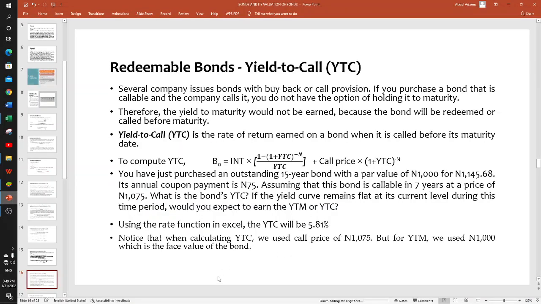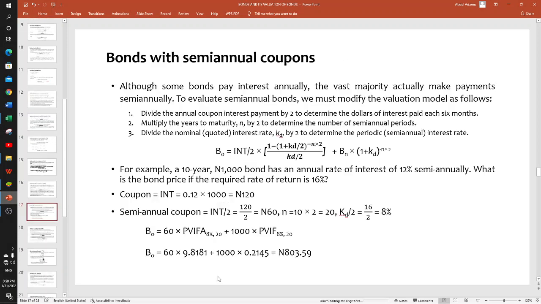We can use our calculator too. In real life situations, the coupons are normally earned on a semi-annual basis. Majority are semi-annually.